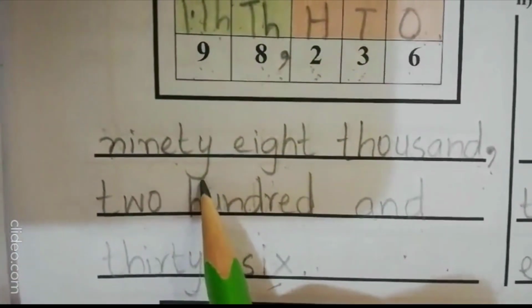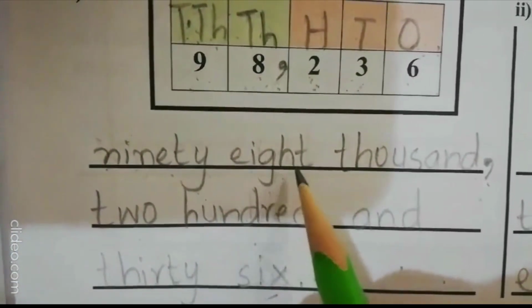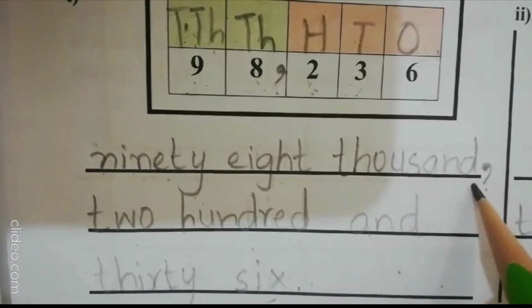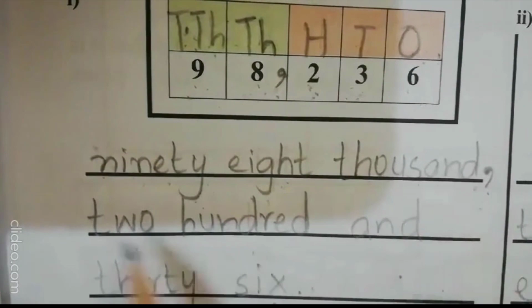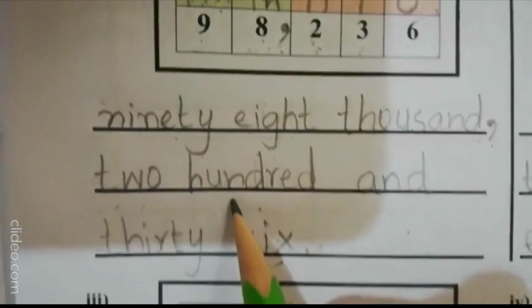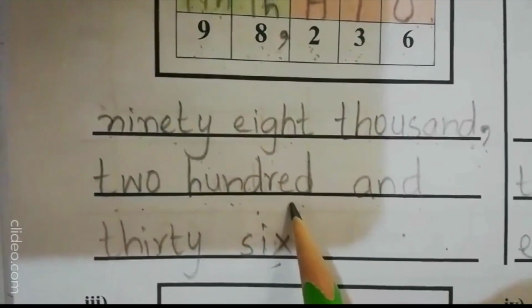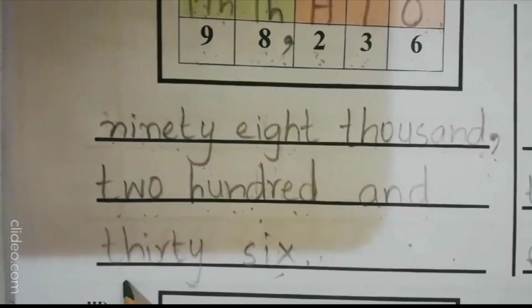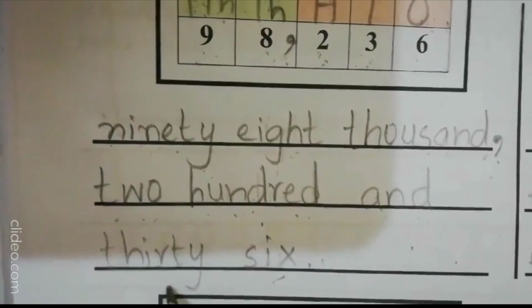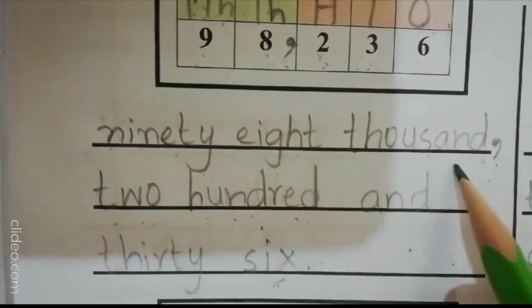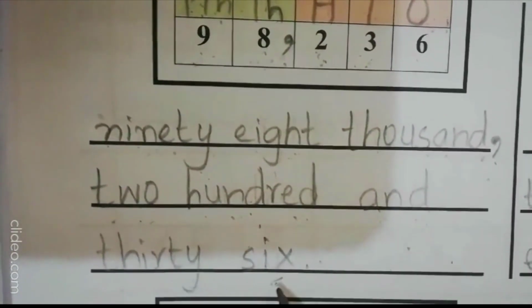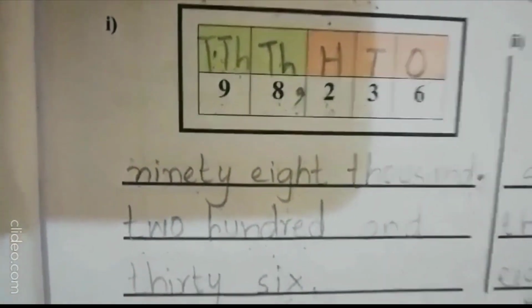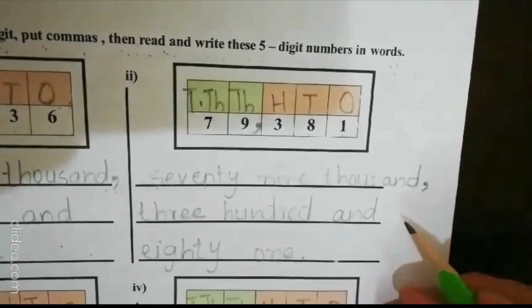Ninety-eight thousand, two hundred and thirty-six. 98,236. This is how you're going to do the rest of the question. Please have a look at the rest of the questions.